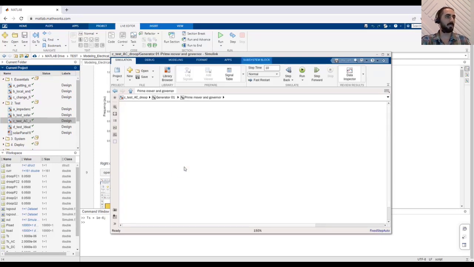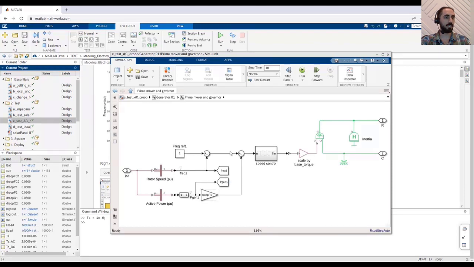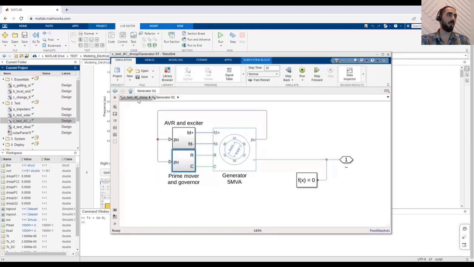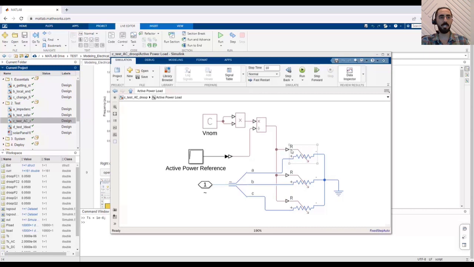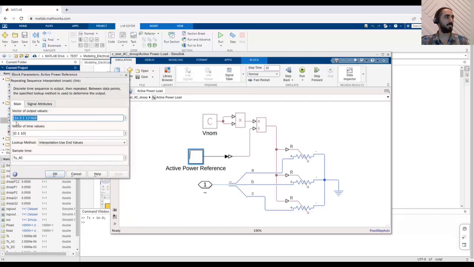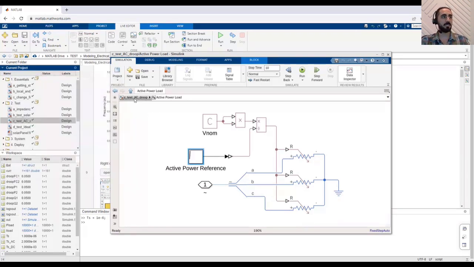We have the AVR and exciter and the governor control. We see the droop control in here. If we go back to the main page, we see active power load and reactive power load. We can change it with this variable active resistance. We have the active power reference in here, which is 4 megawatts. It's 80% of the nominal value rating, and that's for one of the generators.